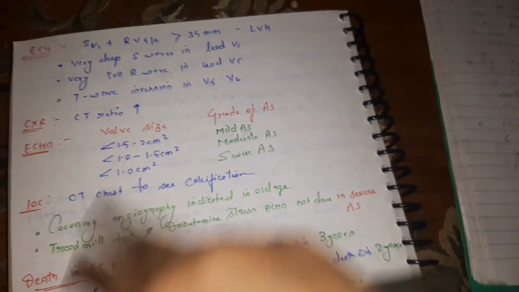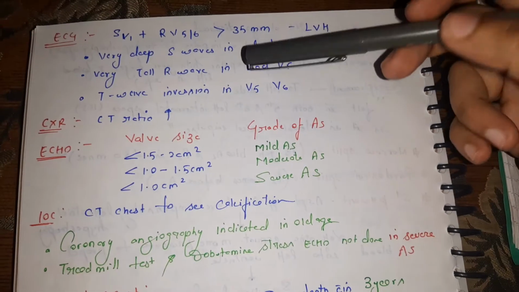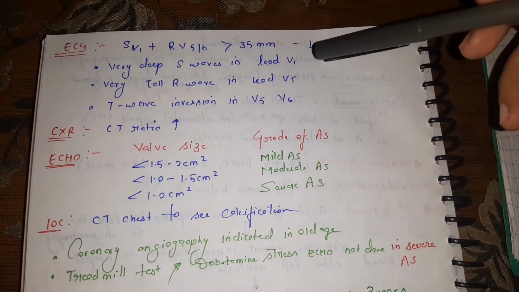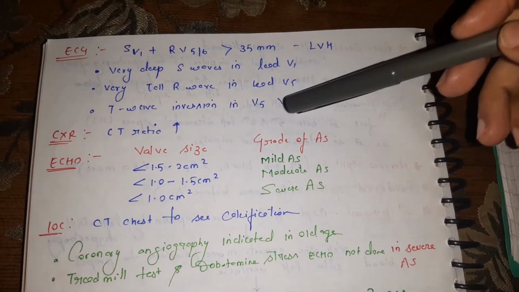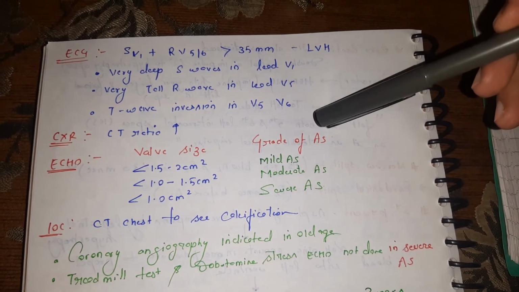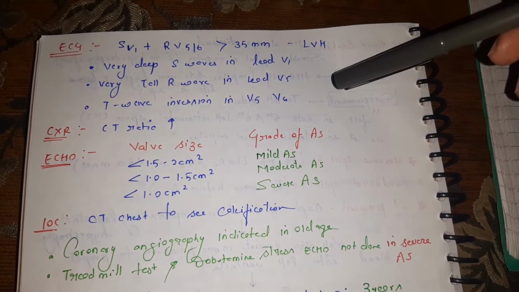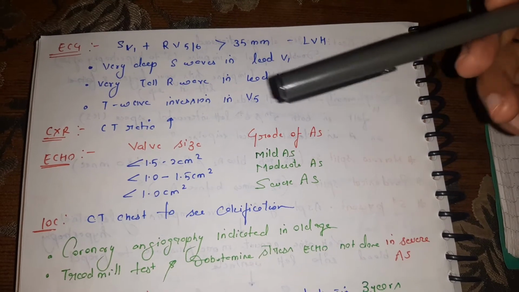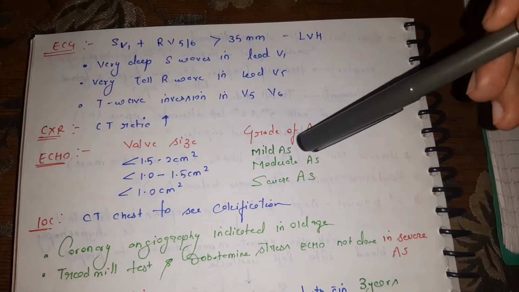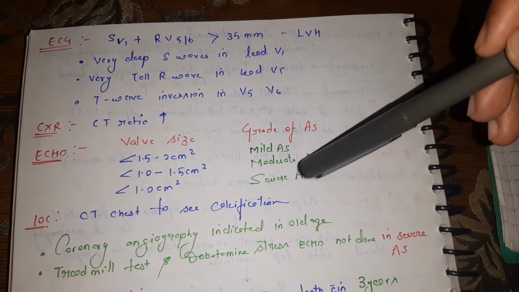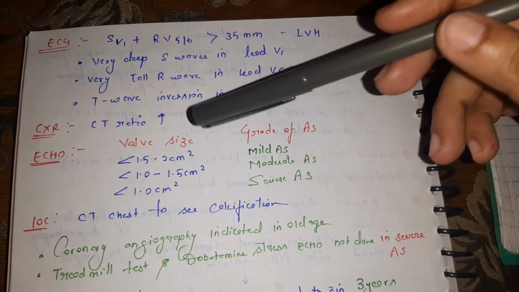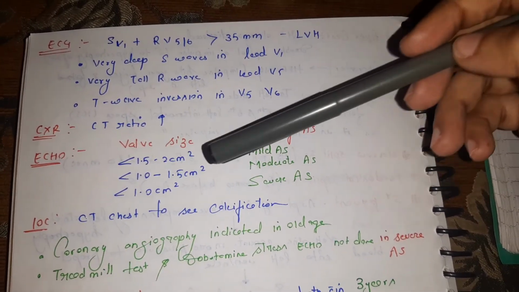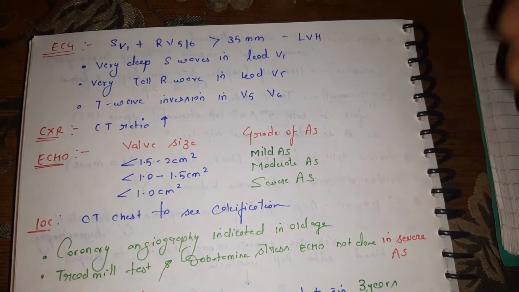So we'll continue with some grading. Let's see. On ECG, we can see a very deep S wave in lead V1, a very tall R wave in lead V5, and T wave inversion in V5 and V6. The CT ratio will increase. Let's see the valve area. It can be mild, moderate, and severe. 1.5 to 2 is mild, 1 to 1.5 is moderate, less than 1 is severe.